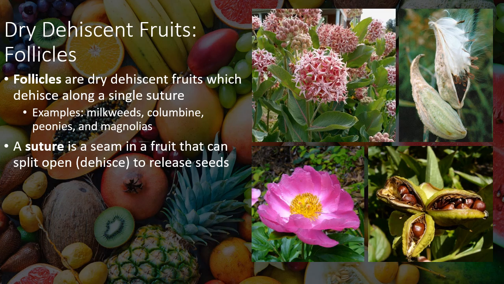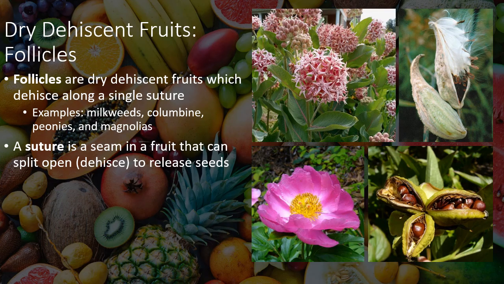And then next to the flowers, we see the suture of the milkweed, both closed in the fruit on the left and then split open in the fruit on the right. And we can see that the seeds are starting to catch the wind and blow away out of that dehisced fruit. In the bottom, we see a peony and the peony fruit.